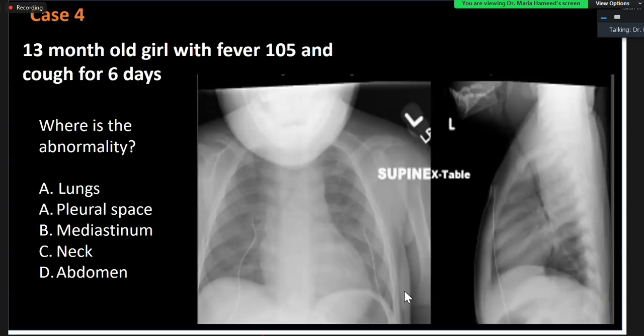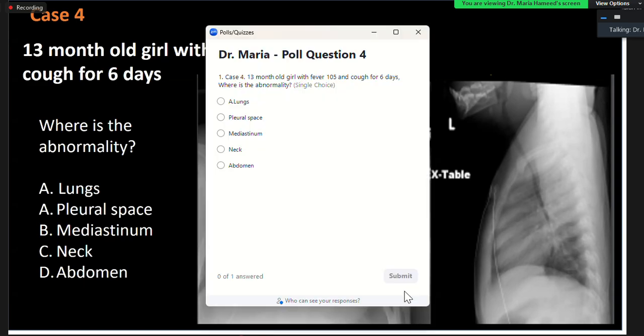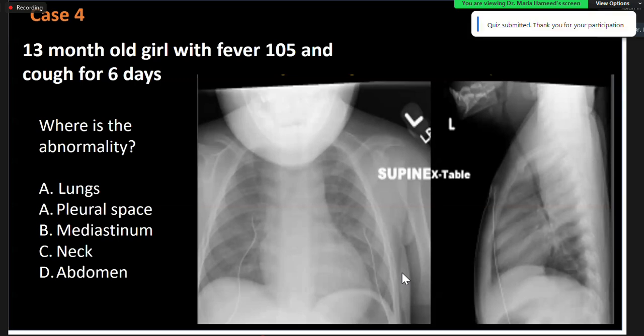Okay, so here, this is my case number 4. This is a 13-month-old girl with high-grade fever and cough for 6 days. So there is an acute history, and it's a young girl having high-grade fever. So where is the abnormality? Again, you need to look harder. Is it the lung, or again the pleural spaces, maybe the mediastinum, neck, or abdomen?